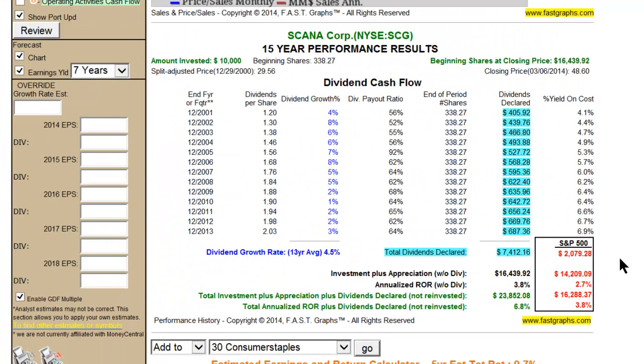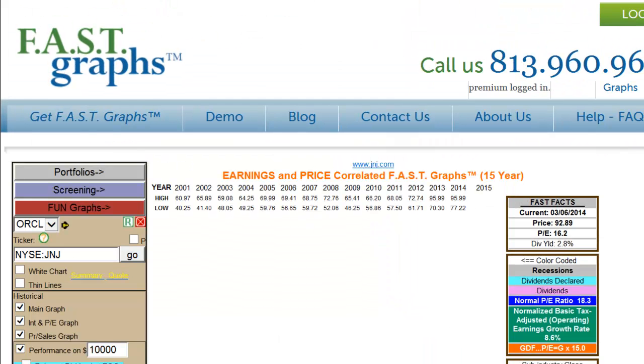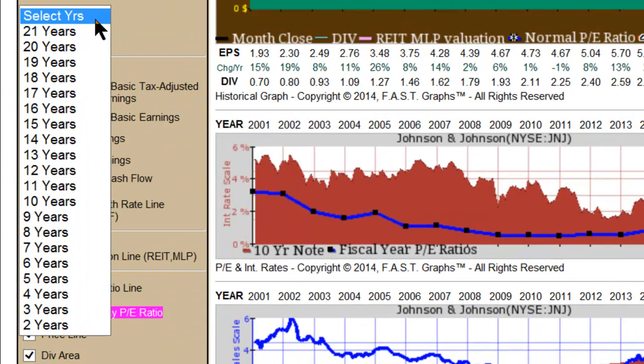Upon logging into the F.A.S.T graphs research tool, all of these important boxes are pre-checked so that all the user needs to do is type in the stock symbol and then click the Go button to draw a complete F.A.S.T graphs. The box marked Select Years has a drop-down that allows the user to draw historical F.A.S.T graphs for a period of time as short as 2 years, sequentially all the way out to 20 years.